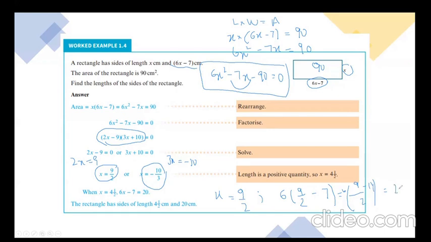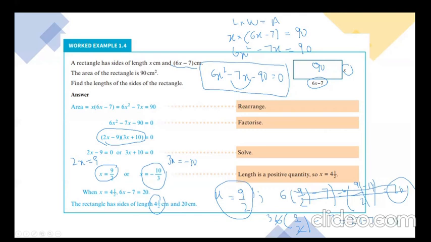So the rectangle side is x equals 4 1 by 2, that is 9 by 2, and the second is 20. This is the method to find the value of the general equation. So 6x minus 7 equals 6 into 9 by 2 minus 7. So 2 times 1 is 2 and this is 3. 3 9s are 27. So 27 minus 7 equals 20.